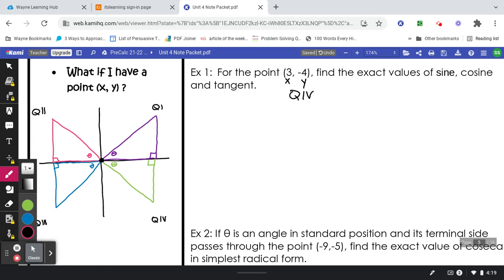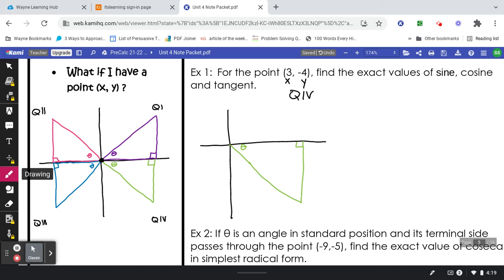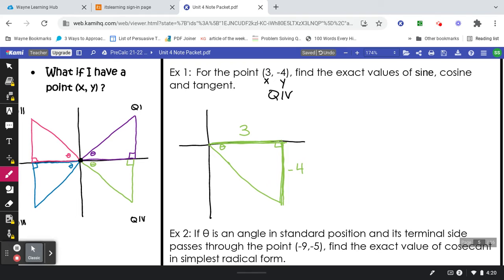So what I'll do now is I'll actually draw the triangle in quadrant 4. The 3 would represent the x, this number right here, 3. And the -4 would be that side there. And you can see that we are going down here on the quadrant, so that would be the -4, and here you're going forward to the right, so +3. Now we'll need to do the Pythagorean theorem to find the missing side.